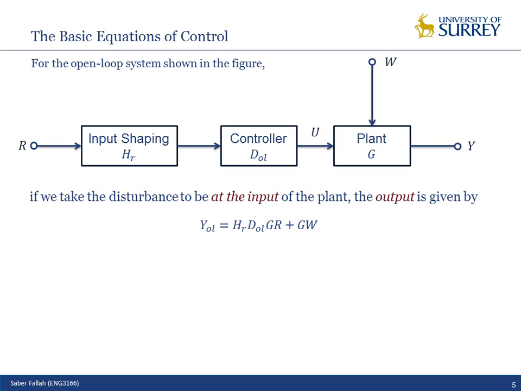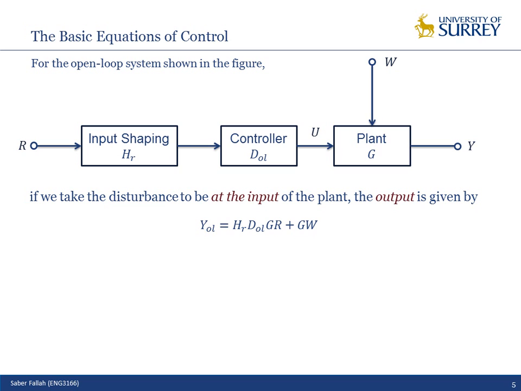The transfer function between Y and R is what? All transfer functions are in series, so it will be the multiplication of these transfer functions: HR multiplied by DOL multiplied by G. So the transfer function from R to Y is HR DOL G, which means Y, the output, is HR DOL G multiplied by R. So this is the response subject to the reference input.